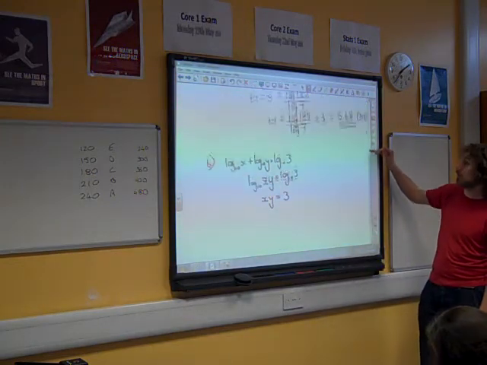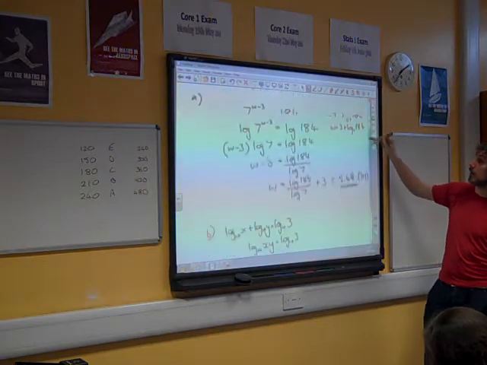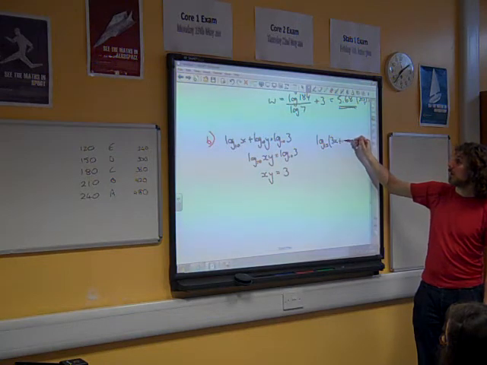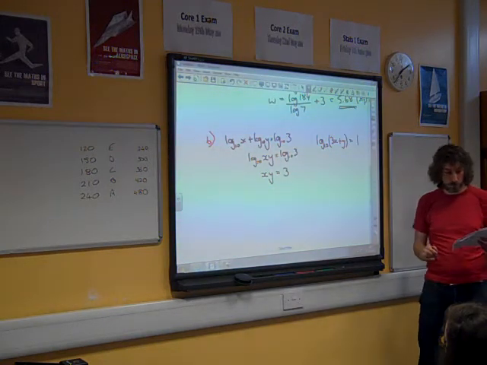The other equation said log base 10 of 3x plus y was equal to 1.